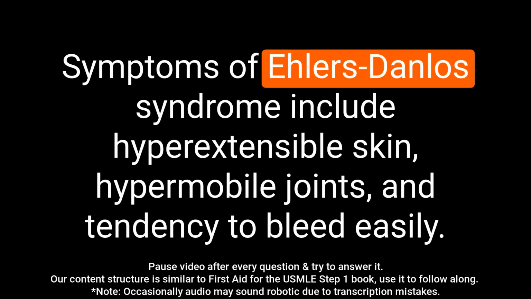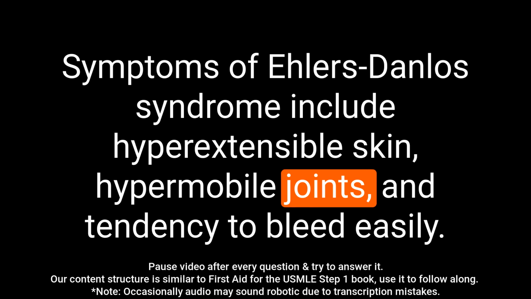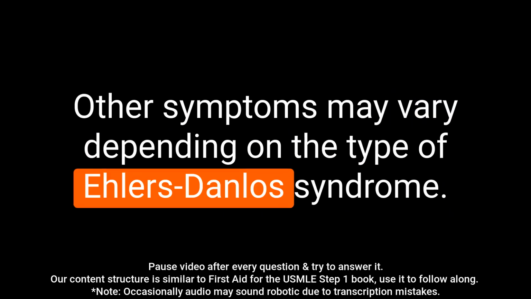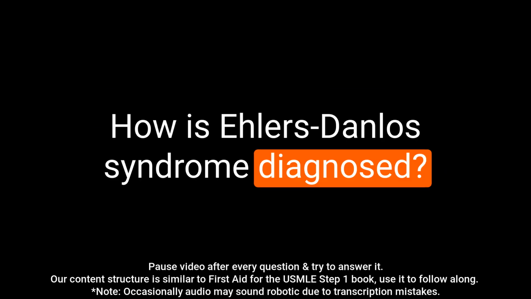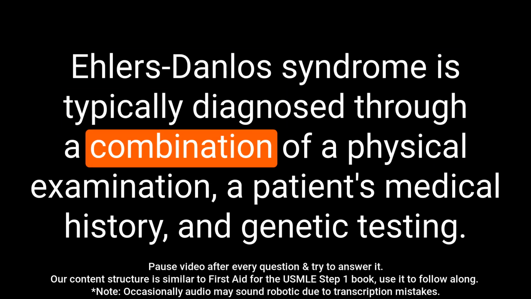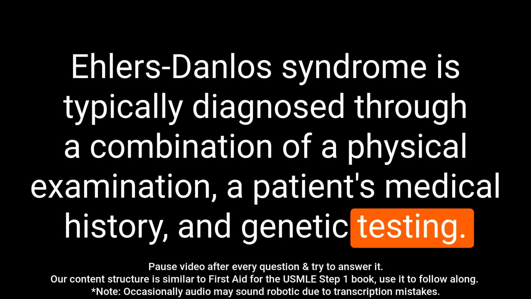Answer: symptoms of Ehlers-Danlos syndrome include hyperextensible skin, hypermobile joints, and tendency to bleed easily. Other symptoms may vary depending on the type of Ehlers-Danlos syndrome. Question: how is Ehlers-Danlos syndrome diagnosed? Answer: Ehlers-Danlos syndrome is typically diagnosed through a combination of a physical examination, a patient's medical history, and genetic testing.